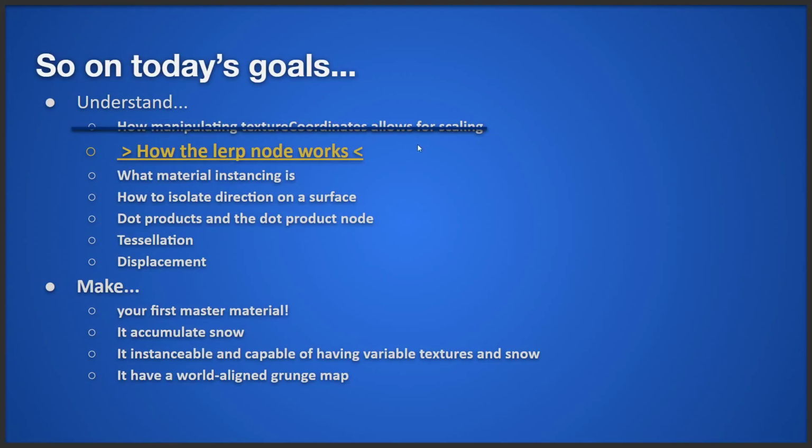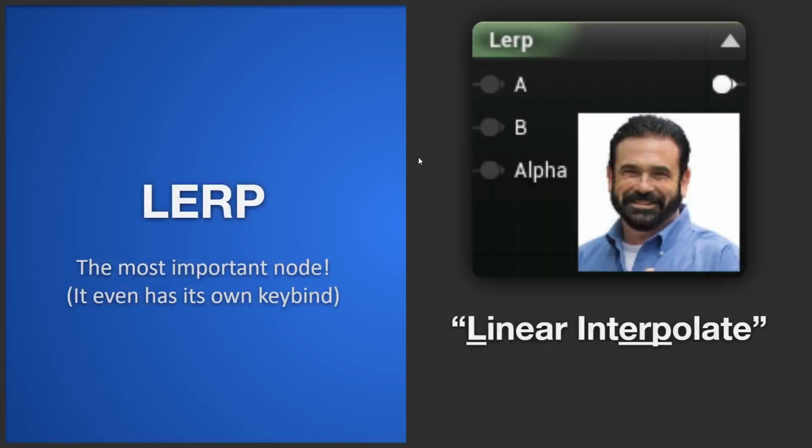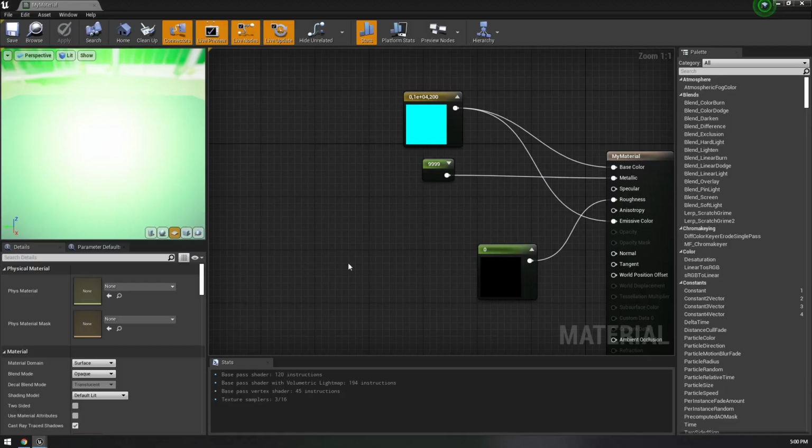So we've gotten over manipulating texture coordinates. Let's talk about the LERP node. Here's Bill Mays from OxyClean. LERP. This is the most important node. This is one that we should really talk about. Let's go in Unreal Engine.